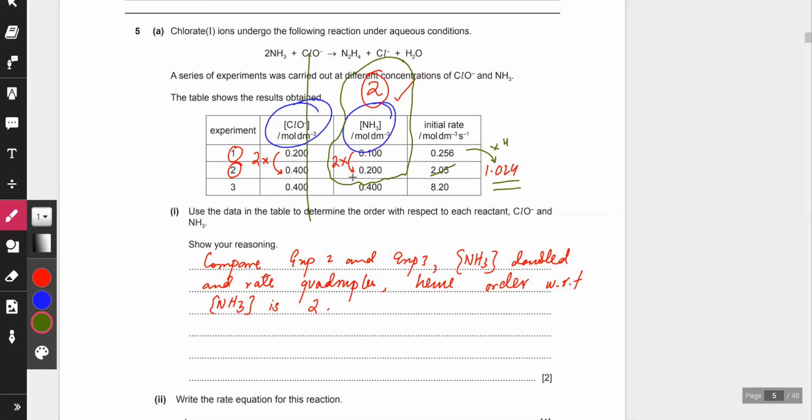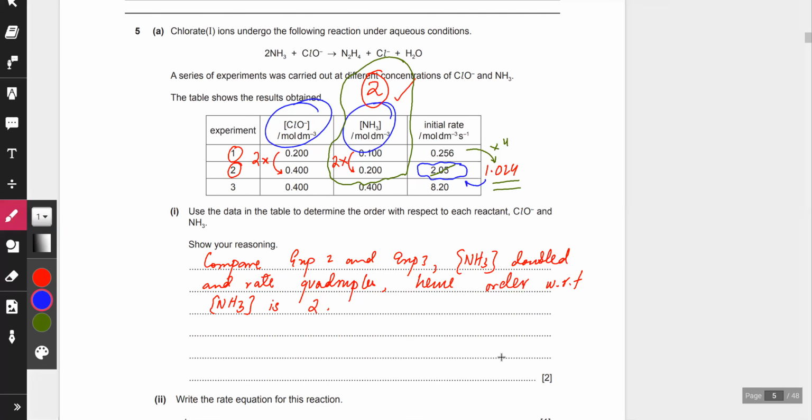NH3 concentration is being doubled. So the rate, how much? 4 times. Exactly. So it should be 4 times. Now I'm going to look at the first column. Why isn't it 4 times? I mean, it's doubling again. The actual value that you're getting is 2.05.